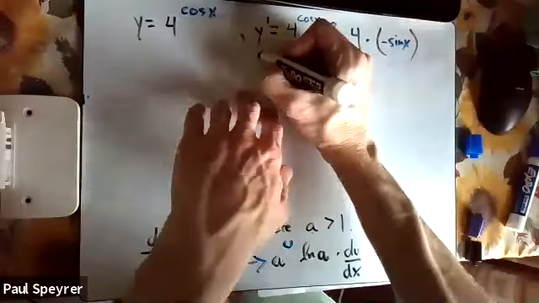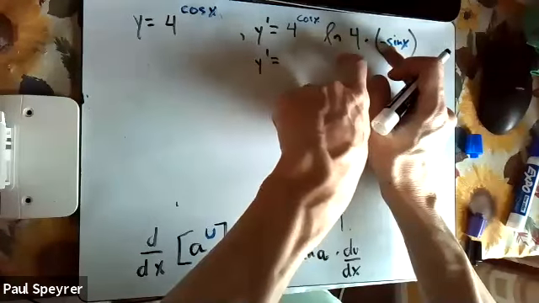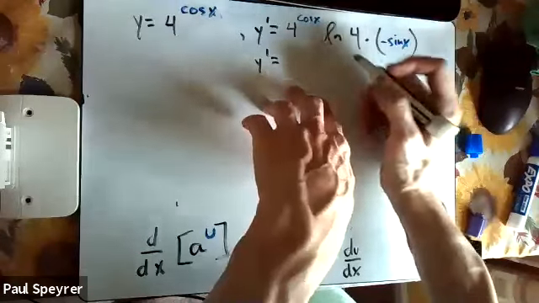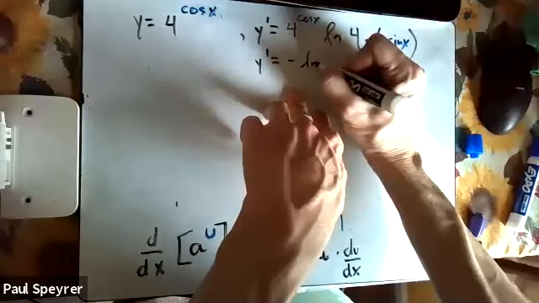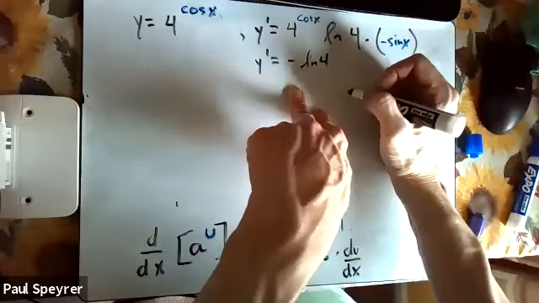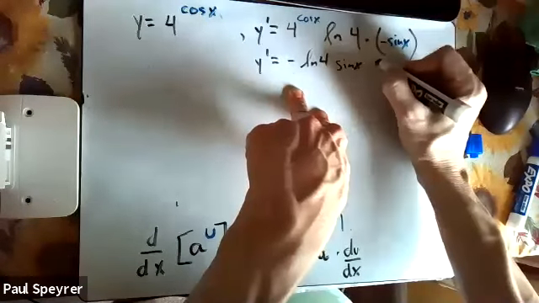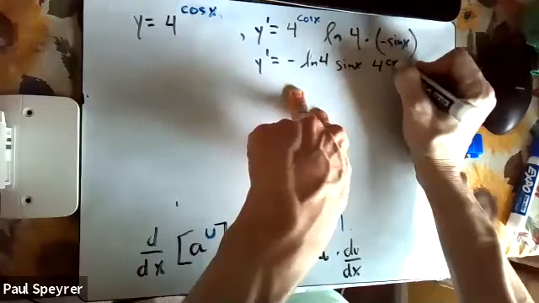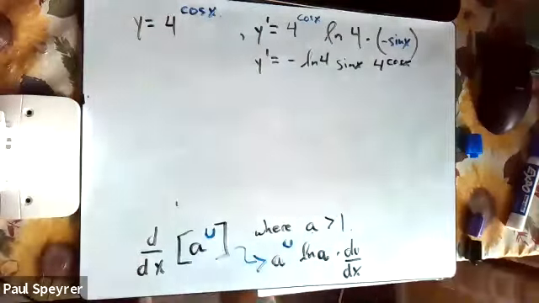And then let's move the constant stuff out in the front, meaning the negative sign, the ln of 4, we can put all that good stuff there. So we have negative ln of 4, and then sine of x, and then 4 to the cosine of x, just like that. That's your derivative.